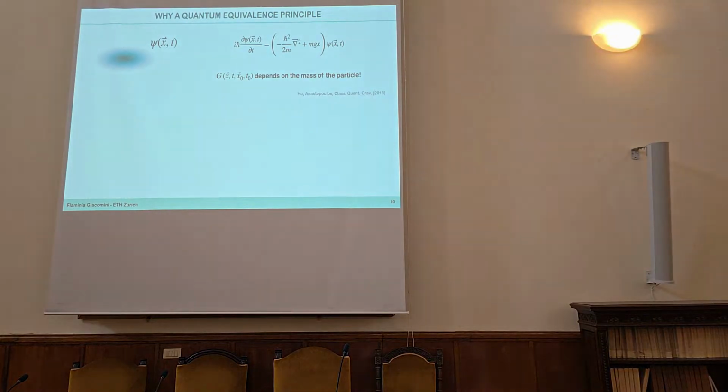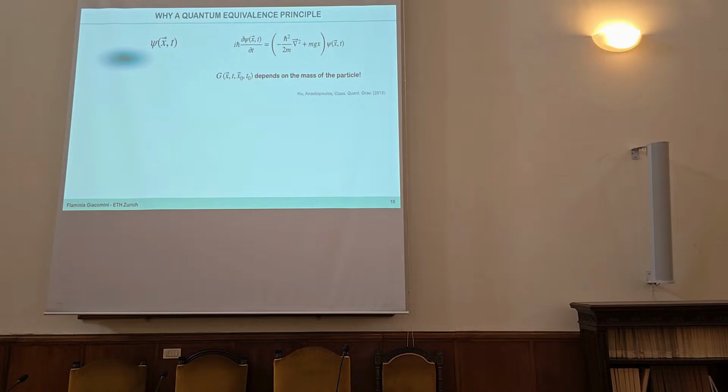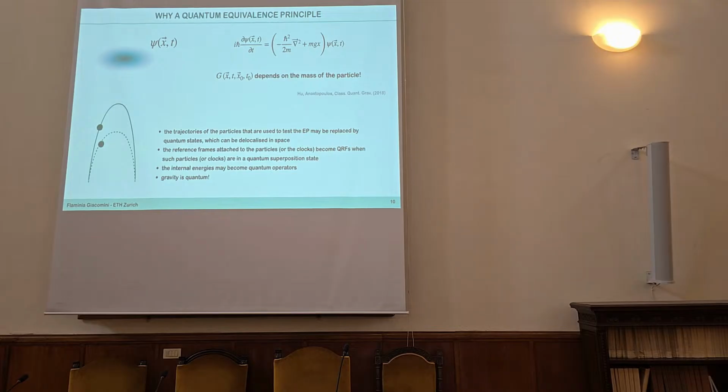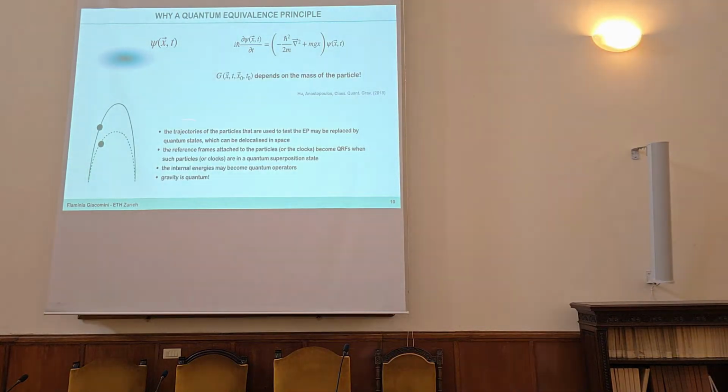So you have two options here. You either say that the equivalence principle is violated, or that you should modify it. And since gravity here is the same theory, so gravity doesn't change, my personal inclination would be towards an extension of the equivalence principle in this case. And there are other ways in which we are not in the assumptions of the equivalence principle as stated in general relativity. For instance, the trajectories of the particles that are used to test the equivalence principle may be replaced by quantum states, so there is no notion of trajectory, and we need the trajectory of this particle to state the equivalence principle.